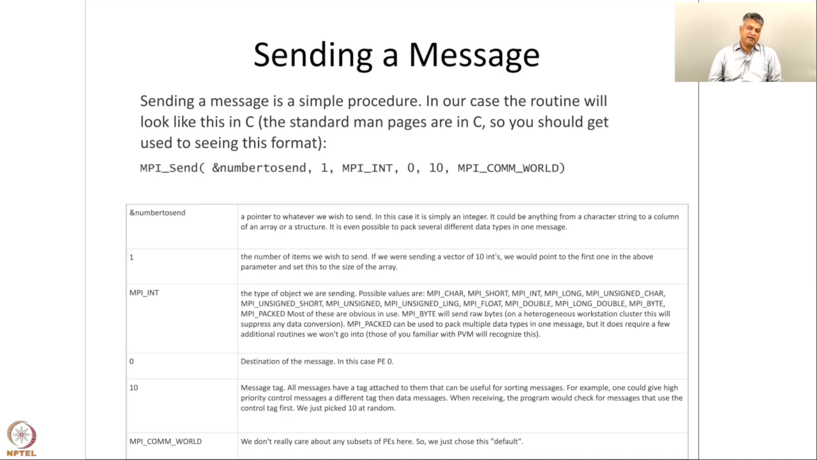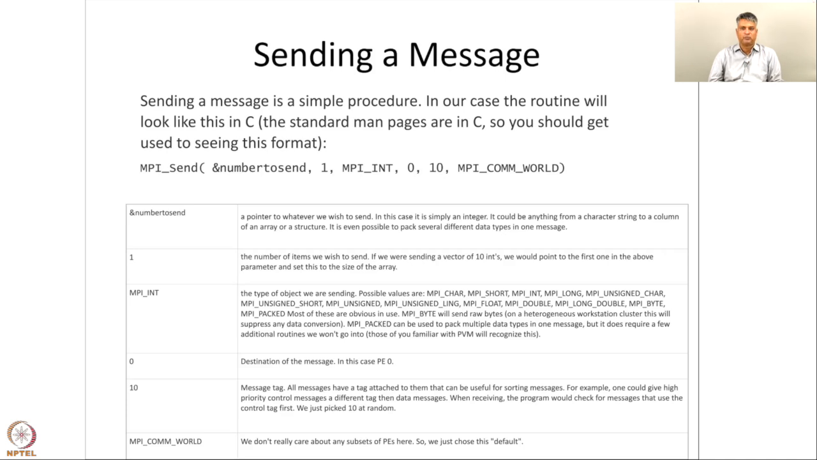The third argument is the data type. Because we know that different kinds of variables have different memory lengths. For example, an integer, or a floating point number, or a double, or a short number, or a character. There are lots and lots of data types that are supported by MPI, the list of which is given in this slide.